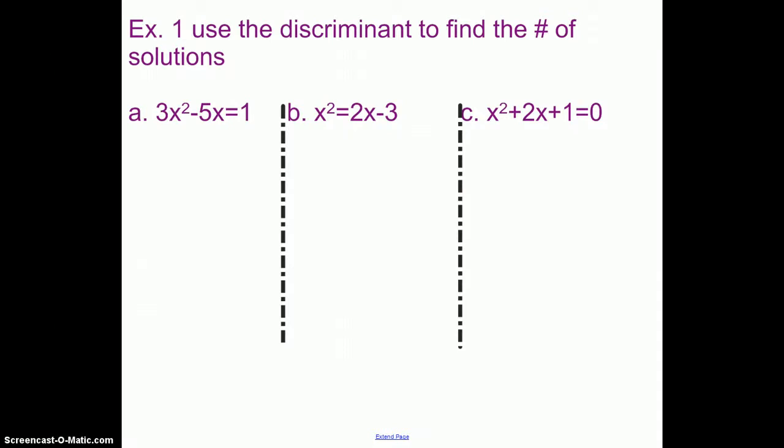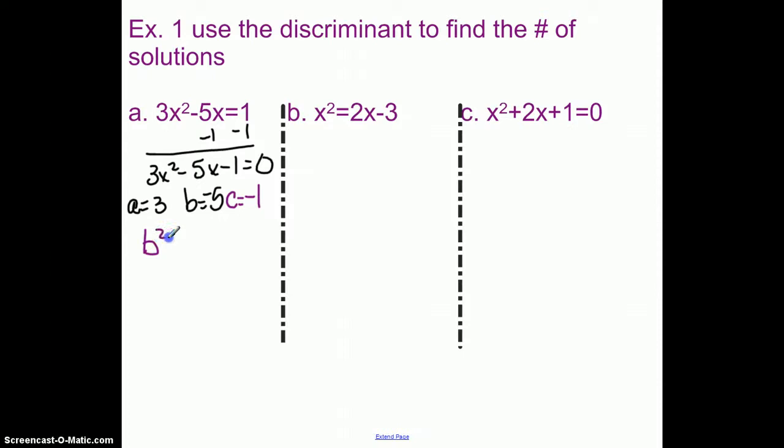Okay, first of all, on all of these, in order for us to be able to do these, you still have to have 0 by itself on one side. So this one doesn't have a 0, so I'm going to subtract 1. Once I get it here, I can identify A, B, and C. So A is 3, B is -5, and C would be -1.